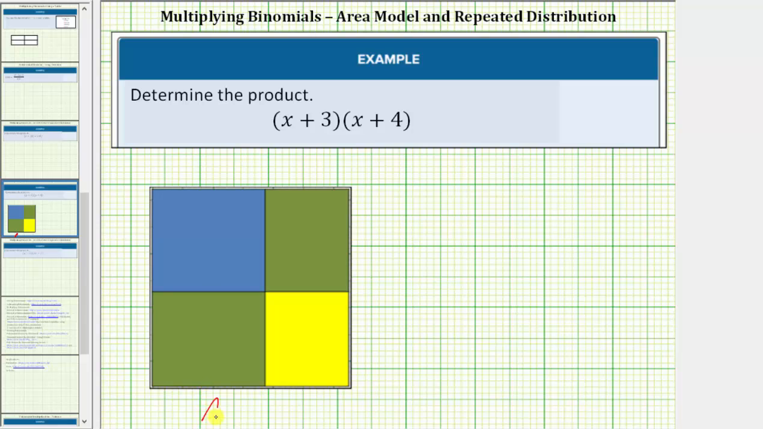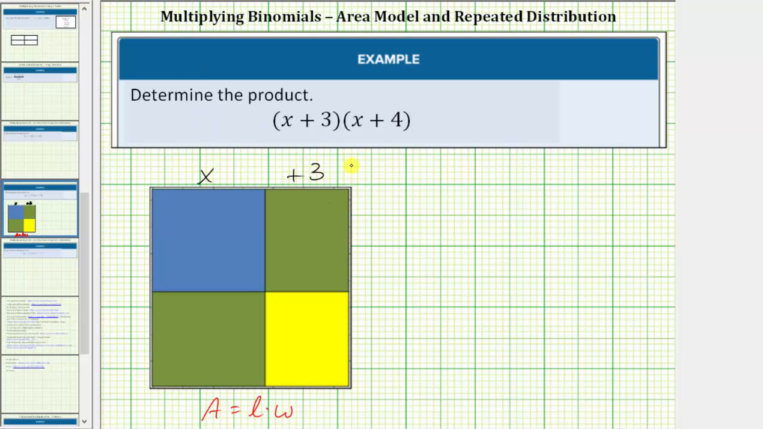Remember, the area of a rectangle is equal to length times width. So for this product, we'll let x plus 3 be equal to the length and x plus 4 be equal to the width. Using this rectangle here, let's label this length x plus 3.